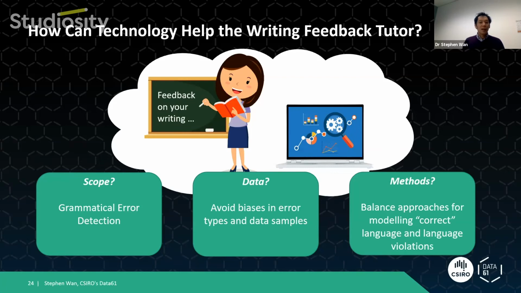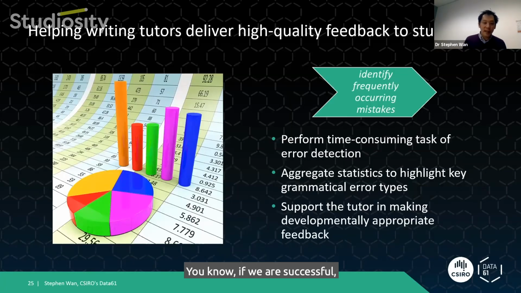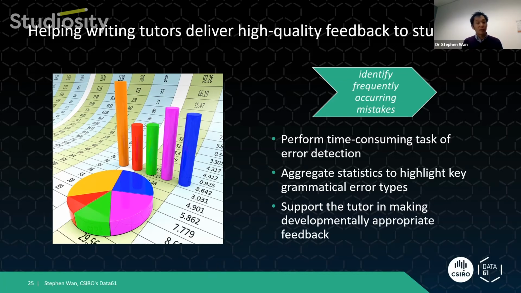A key question will be how we combine these different methods to capitalize on the strengths of each of the different approaches. And so we saw that we need to strike a balance between approaches that model correct language use, perhaps balance this out with approaches that are explicitly modeling grammar violations and spelling violations. You know, if we are successful, a grammatical error handling tool might remove an essential but mundane and time-consuming task from the tutor's workflow. And this is, of course, hopefully going to save the tutor some time.